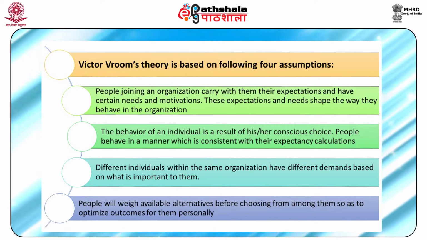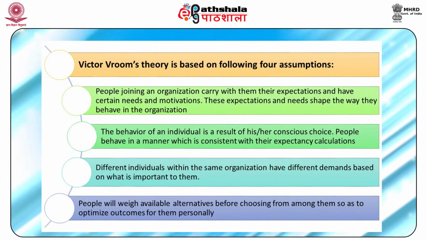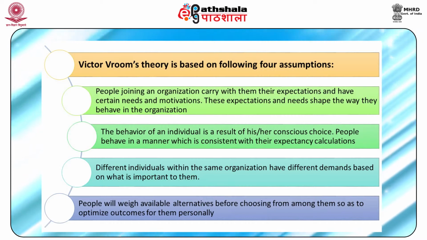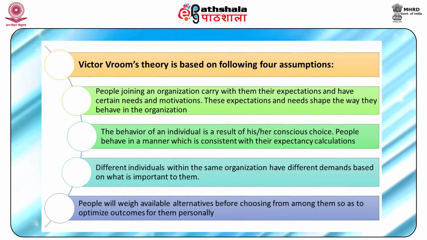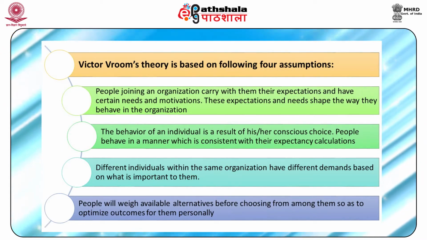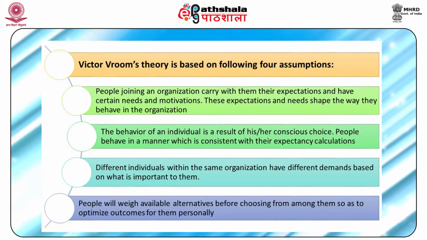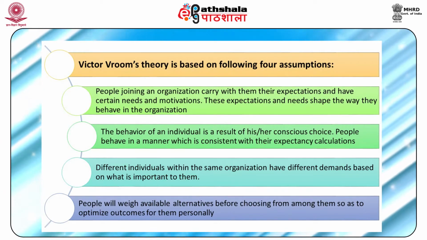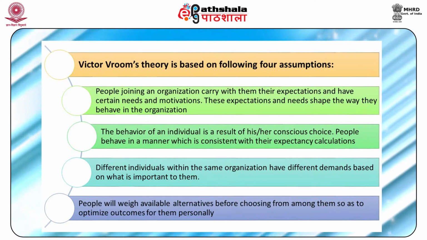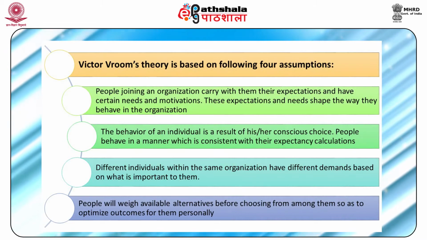Third, different individuals within the same organizations have different demands based on what is important to them. For example, for one individual, good salary could be of paramount importance, while for the other, job security could matter the most. What people want from an organization varies from one person to another. And fourth, people will weigh available alternatives before choosing from among them so as to optimize outcomes for them personally.